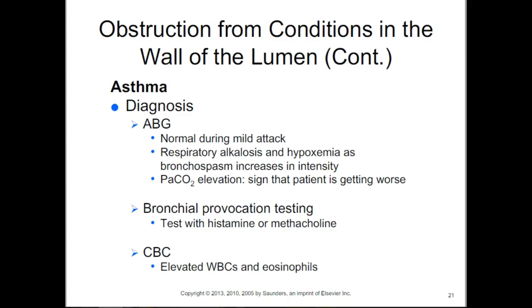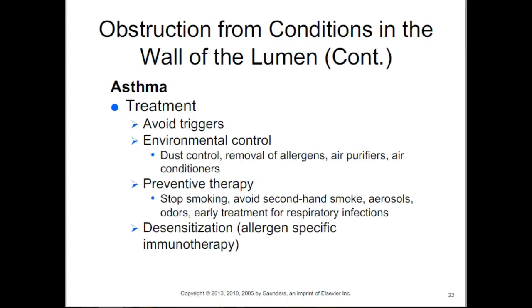Right? So bronchial provocation tests, they may use methacholine or histamine and see if the bronchioles respond with constriction, right? So bronchoconstriction. And then a CBC with elevated white blood cells, particularly eosinophils. Eosinophils are basically the ones mediating the IgE release. All right, so what is the treatment?